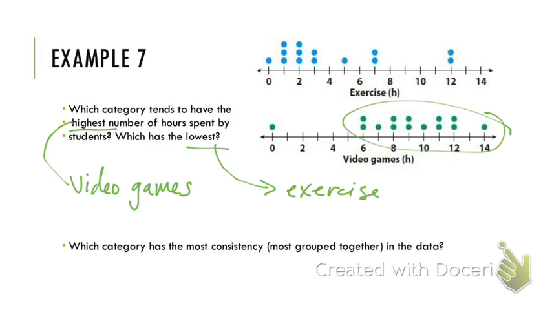Which category has the most consistency in the data? The ones that are most grouped together. Video games. How come? One after another, and not a lot of gaps. Outliers. I bet the one person that said 0 for video games is the same person that said 0 for exercise. They just do that.